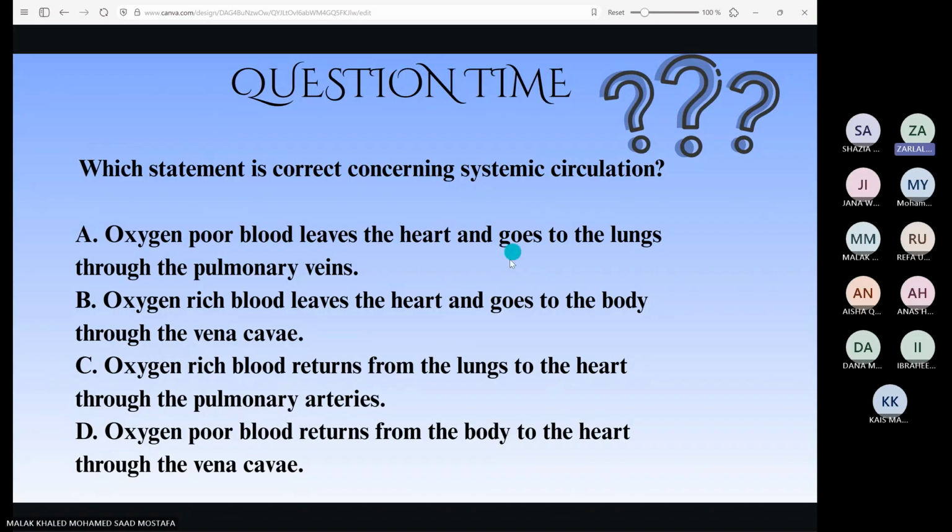It's D. Okay, who said it's C? C says oxygen-rich blood returns from the lungs to the heart through pulmonary arteries. See, that's where I said it's pulmonary veins in this case. Pulmonary veins will carry oxygenated blood. So don't get confused between arteries and veins. Always read the question and the answer twice. So the correct answer is D actually.